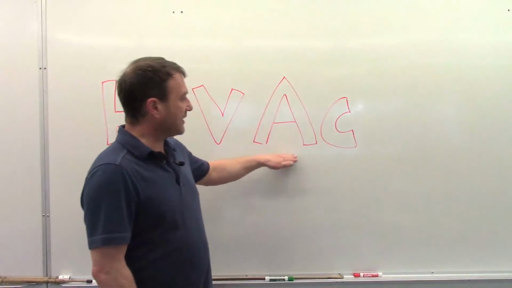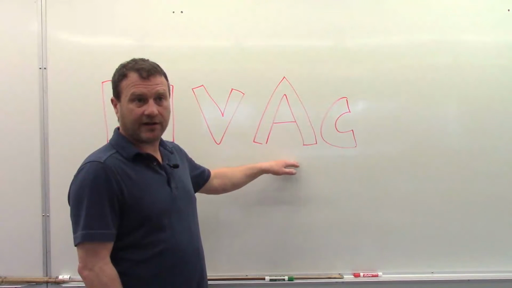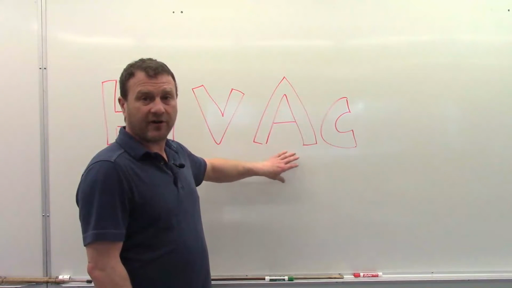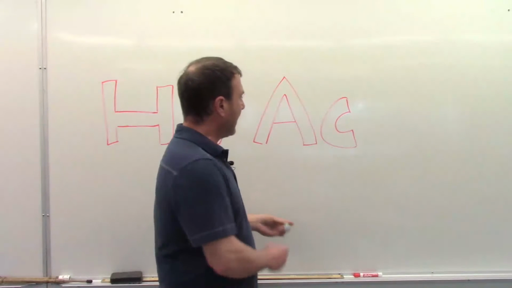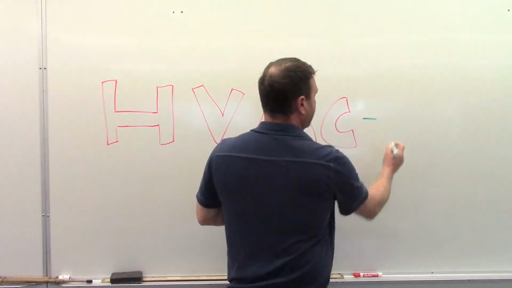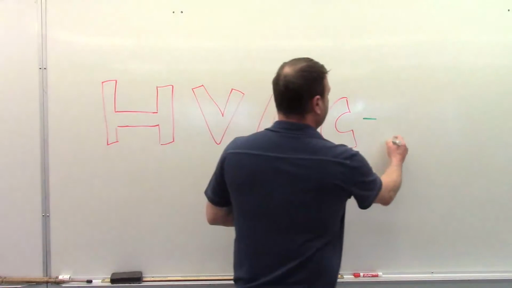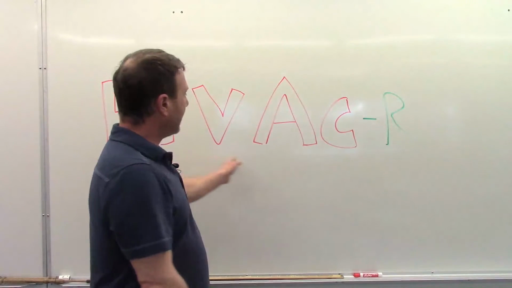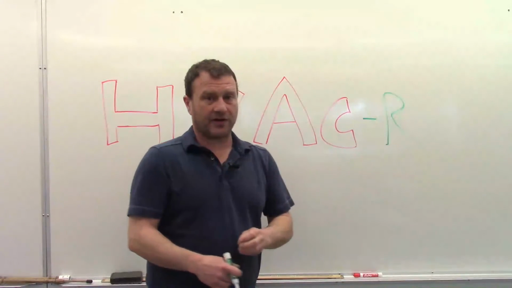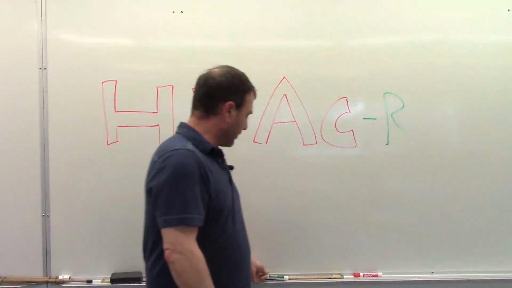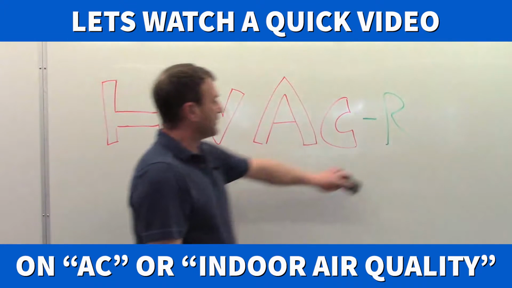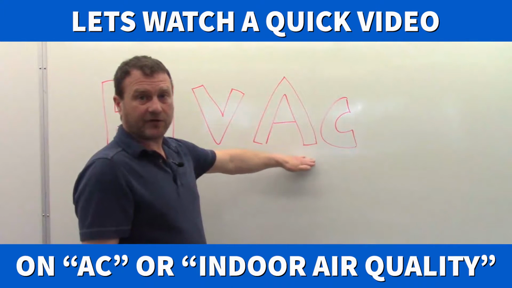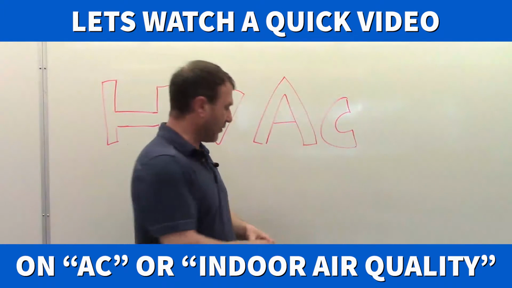So don't think of the AC as air conditioning in the refrigeration sense, but conditioning the air to whatever it takes to make it comfortable. Okay? If we had the air conditioning cycle or refrigeration cycle included in our acronym, we would add an R to it. HVAC-R. Heating, ventilation, air conditioning, and refrigeration. Okay? But we're not dealing with the R today, so we leave it at HVAC.